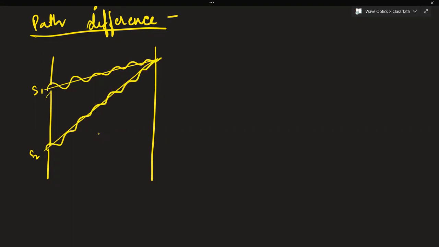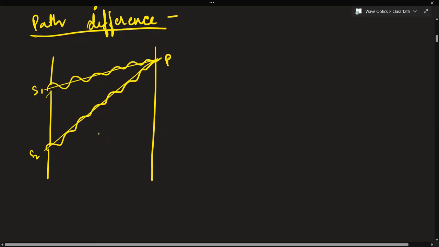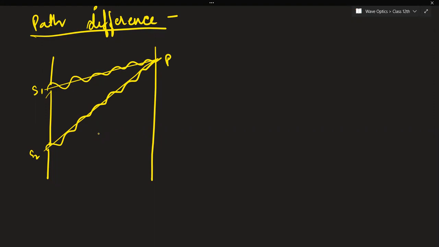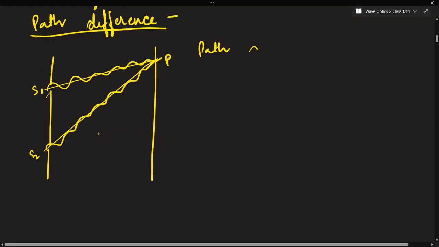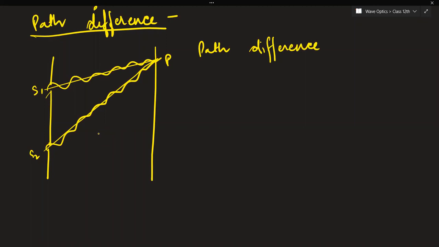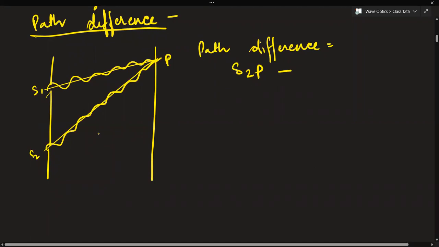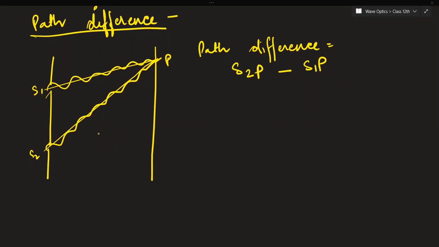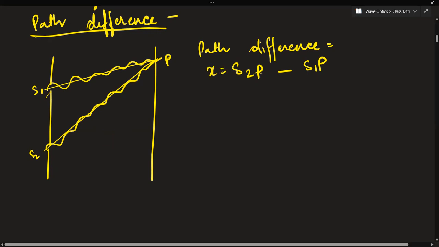Let's say this is point P. This is S1P. This is S2P. Path difference is the difference in both of these paths. So if I write that, it will simply be S2P, this path, minus S1P, this path. Wherever you have doubt, please clear yourself. I think Sana remains the only one active in the class. She keeps on clarifying her doubts. If others also have, let me know. So this is how we write the path difference, with some symbol x: S2P minus S1P.